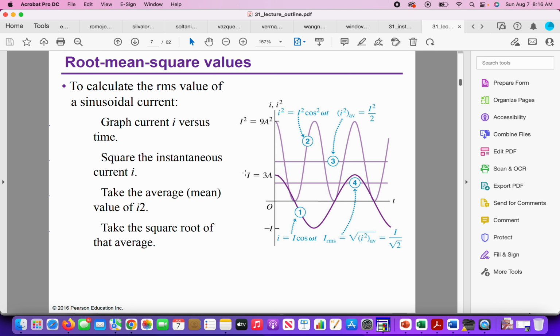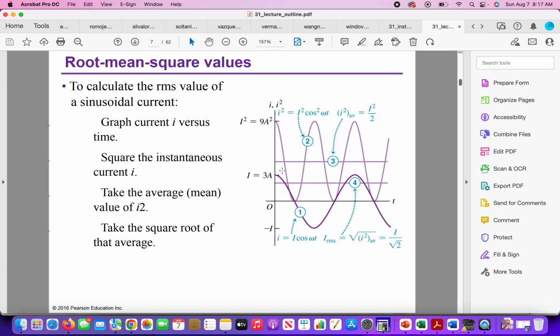Now, how are we going to obtain the value? If we assume this is the actual function of the current, where I, the maximum, is 3, then this is I equals I cosine omega t. In the first step, we square the instantaneous current, and therefore we get this function here. Look, this current was 3 A, now it is 9 A squared.